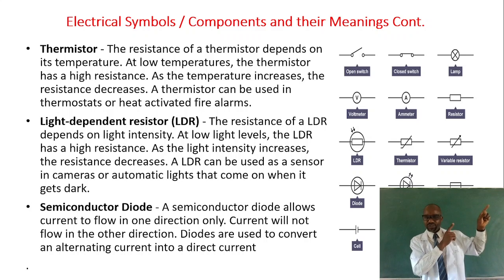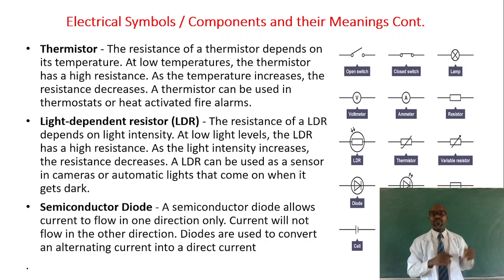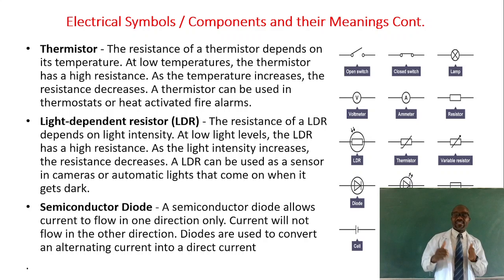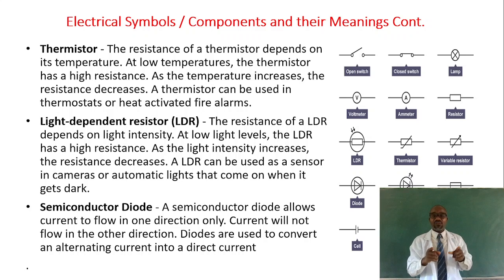At low temperatures, the thermistor has a high resistance. Remember, I said at low temperature, the thermistor has a high resistance. Conversely, as the temperature increases, interesting, the resistance decreases. Look at it. When the temperature reverses and starts increasing, the resistance of a thermistor starts decreasing. That's one thing so surprising, a mystery we are supposed to unravel concerning a thermistor.